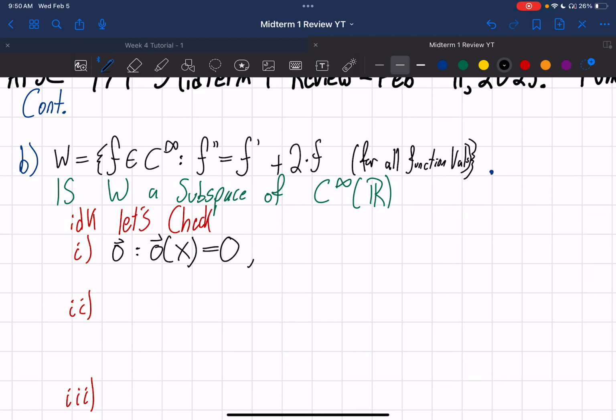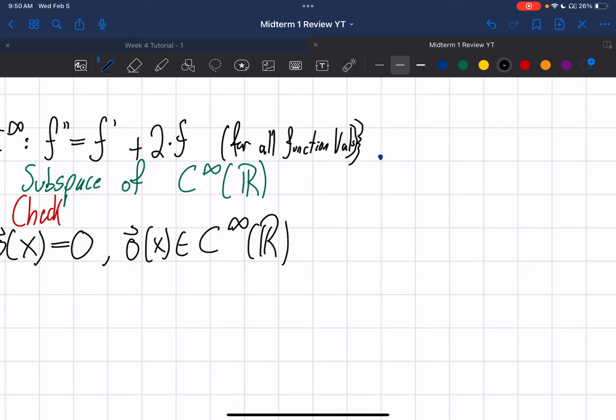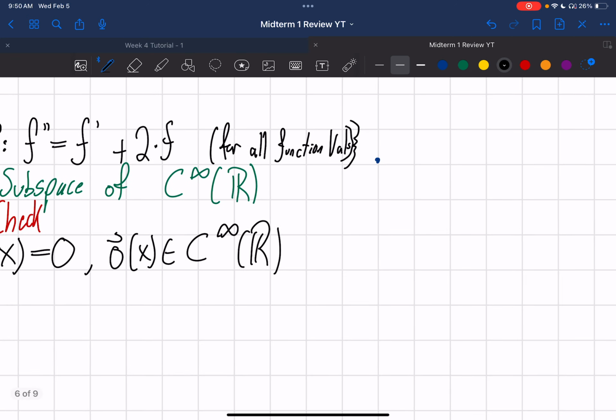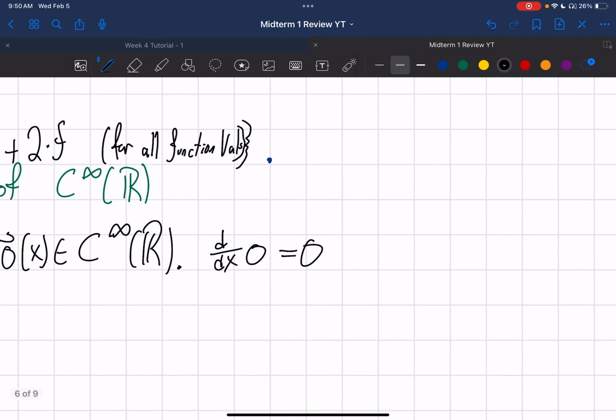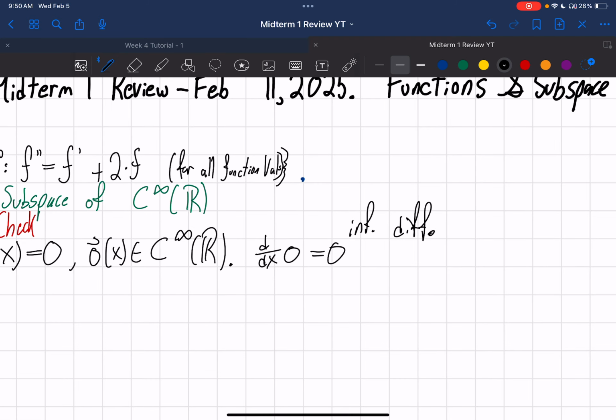I guess as motivation for why the zero function of x should be an element of the infinitely differentiable functions, we could prove this inductively. I think that's a little more difficult and probably out of the scope of this. But essentially, the derivative of 0 is always 0. So you can just prove that you can infinitely differentiate this 0 function, I believe, and thus our 0 function is an element of infinitely differentiable real valued functions.